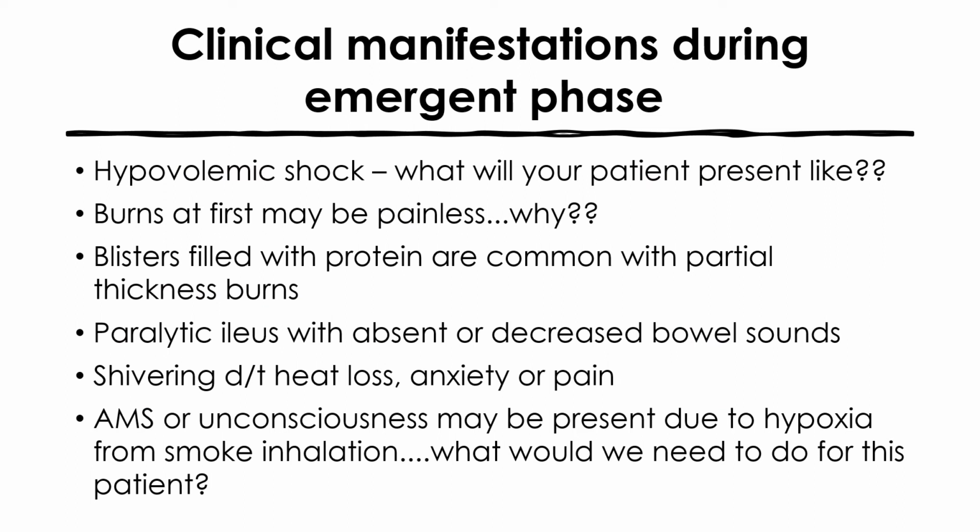So I want to go over clinical manifestations, signs and symptoms during the emergent phase. Remember, the emergent phase can be up to 72 hours. So again, we've mentioned hypovolemic shock, and why does this happen? We have severe fluid shifts. Hypovolemic shock happens because fluid and sodium are coming out of the intravascular volume into the extracellular space. It's causing third spacing. It's causing edema, okay?